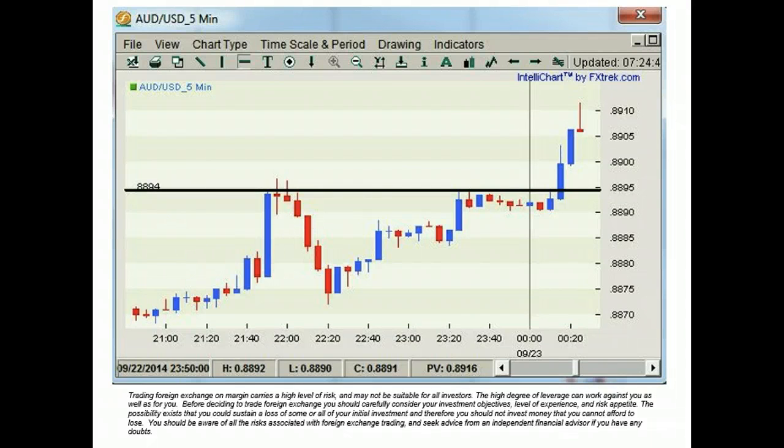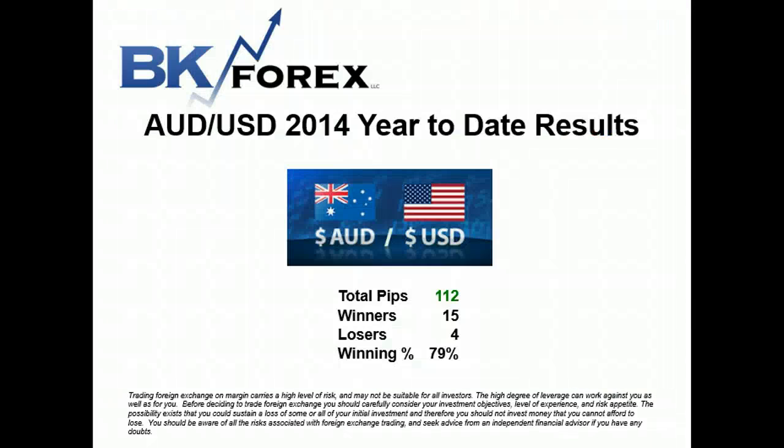So in terms of the Australian dollar, let's take a look at how it performed in 2014. We've had about 20 trades in the Aussie dollar in 2014. And of those 20 trades, 79% were winners, garnering us a cash-and-cash return of 112 pips. If you leverage this 10 to 1, that's 10 times that amount. On a cash-to-cash basis, it's 79% accuracy, 112 pips on 19 trades in the Aussie dollar.